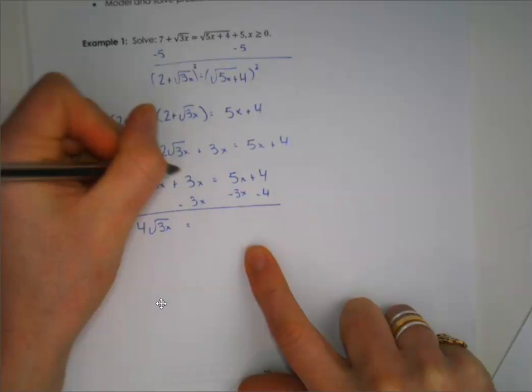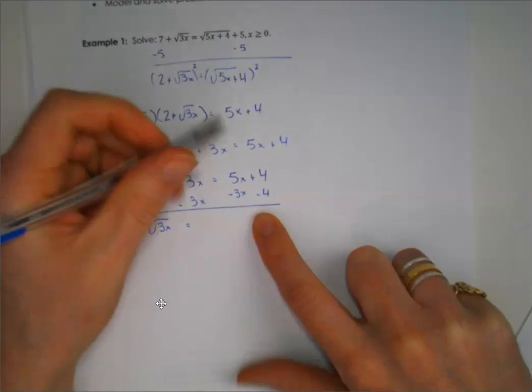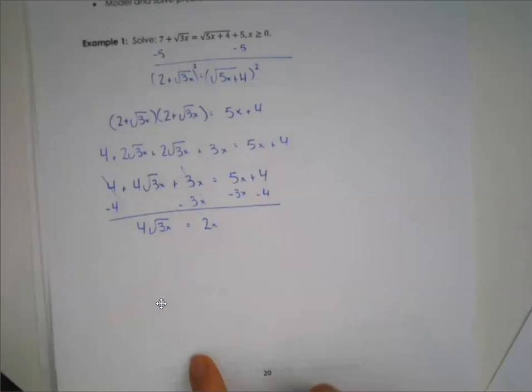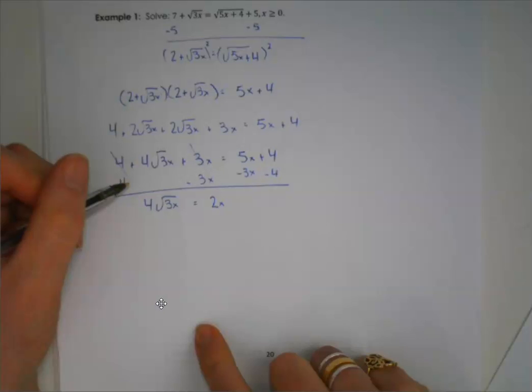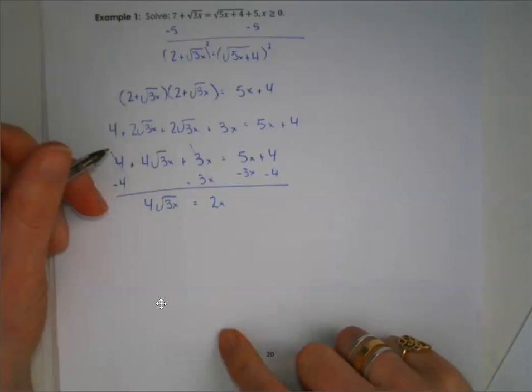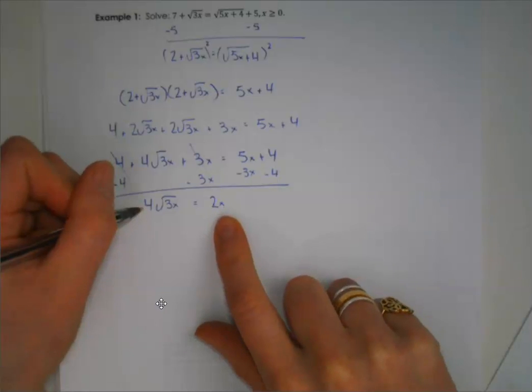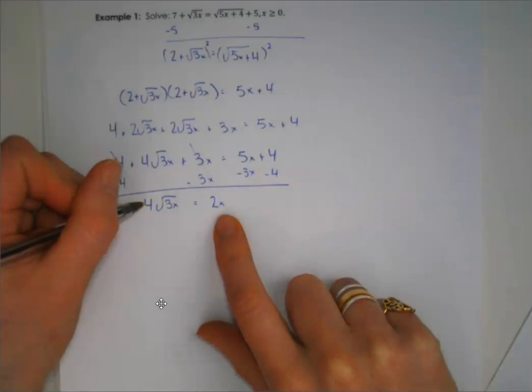And then obviously these have canceled out. So 5x minus 3x is 2x, and 4 minus 4 is 0. Okay, so now we have simplified it down quite a bit, and basically what we want to do now is try to solve for x.